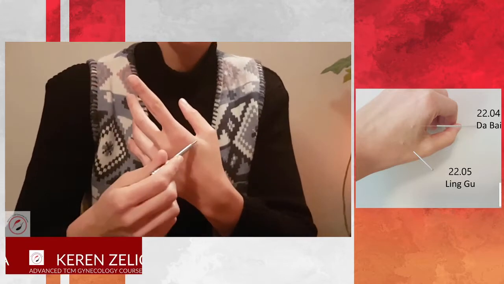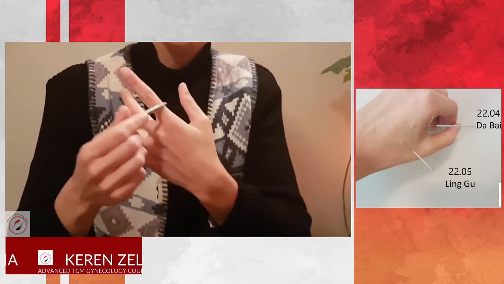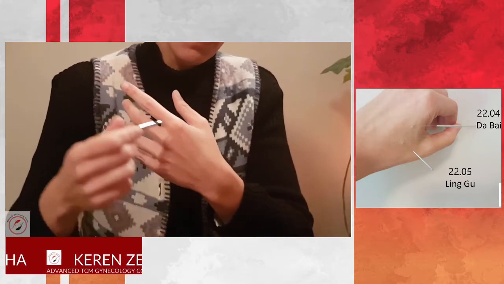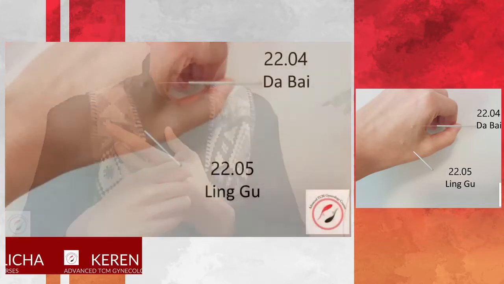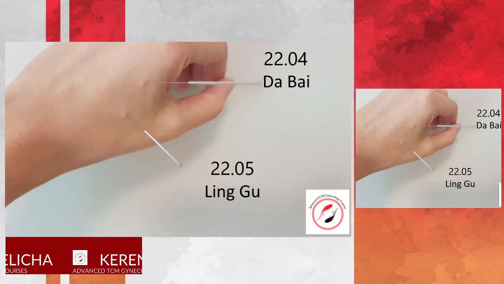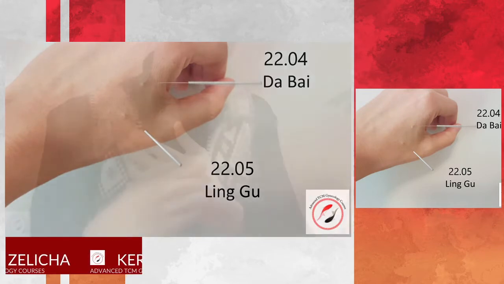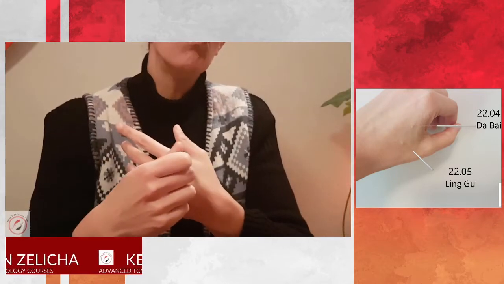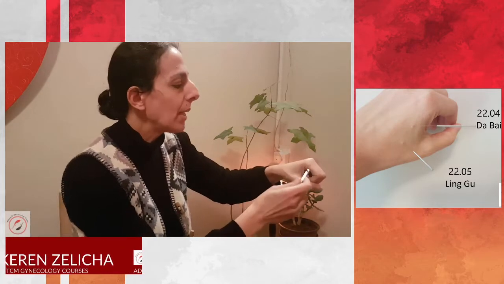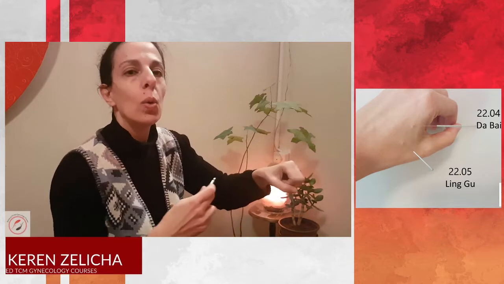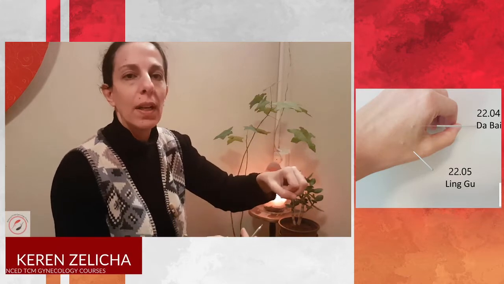Yang Ming meridian is abundant with qi and blood. It's full of qi and blood. Therefore, Lingu and Dabai can influence qi and blood. They function in supporting and moving qi and blood. So when we use Lingu and Dabai, we can think of mirroring. Mirroring is an option to explain the point functions.